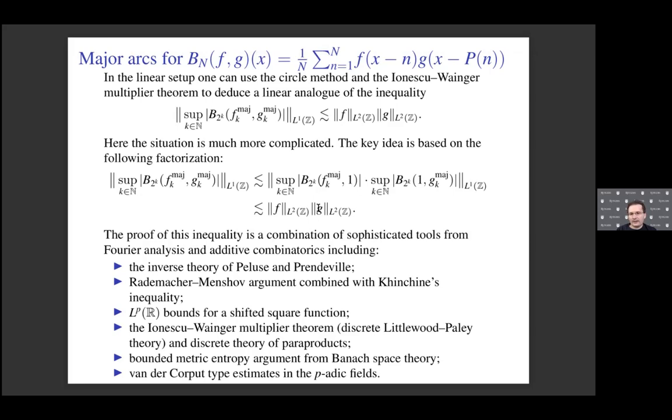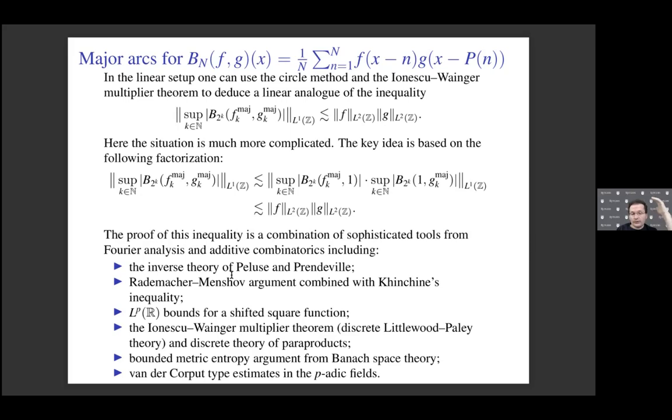inequality, and this inequality can be derived from the linear theory. But the whole difficulty lies in establishing this factorization. And the proof of this inequality is a combination of some sophisticated tools from Fourier analysis and additive combinatorics. And again, here we use the inverse theorem of Pelouze and Prandtl.